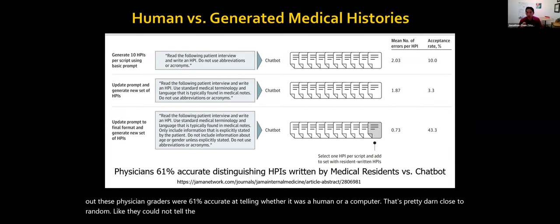And I know, because I was one of the graders, and in retrospect, I could realize how I was fooled so many times by what looks so convincing.